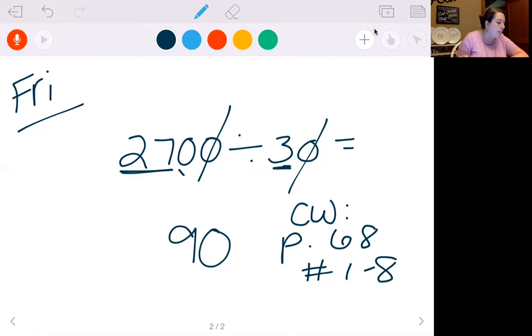I will go over them once you turn them in to see if they're right. I'm not going to take a grade on these today because we just learned it. Monday, however, we will have a grade on it, okay?